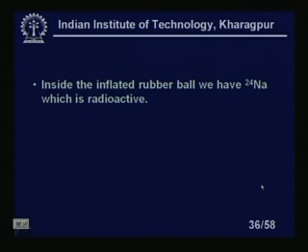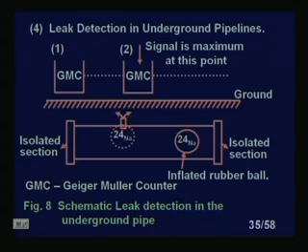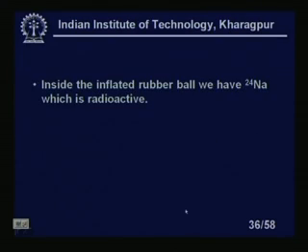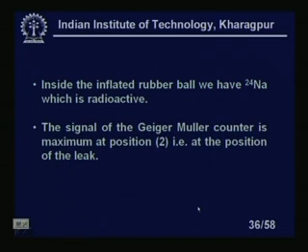Inside the inflated rubber ball, we have sodium 24, which is radioactive. Clear? Inside the rubber ball, we have sodium 24, which is radioactive. The signal of this Geiger-Müller counter is maximum at position 2, that is at the position of the leak.